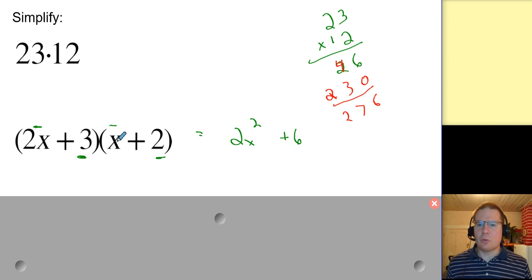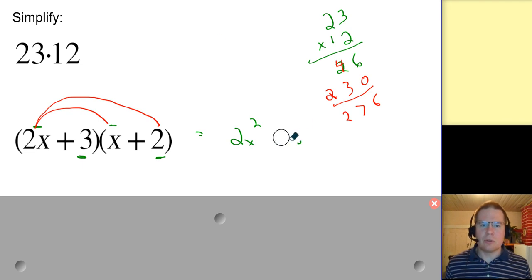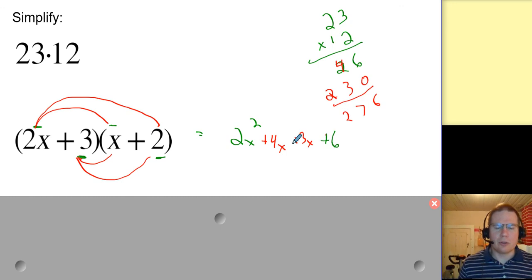Right? Same thing here. It's not 2x times x is 2x. It's 2x times x is 2x squared. Then the 2x is multiplied by the other one. 2x times 2 is 4x. Let's just erase this here. Then this 3 isn't just multiplied by the 2. The 3 is multiplied by the x. And the 3 is multiplied by the 2. So there's the 6 we had before, right?